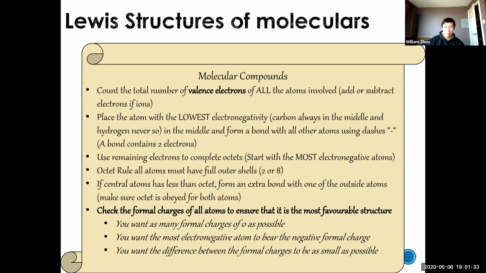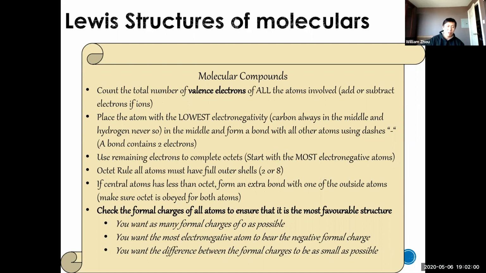Okay, so you have to add up the sum of all the valence electrons. And then you have to place one of the atoms in the middle and surround it with all the other atoms. Now, who goes in the middle? Well, the general rule is you pick the one with the lowest electronegativity. And again, we learned in grade 11 what electronegativity is. That simply means the tendency of an atom to attract electrons.